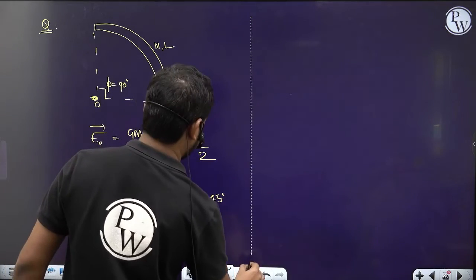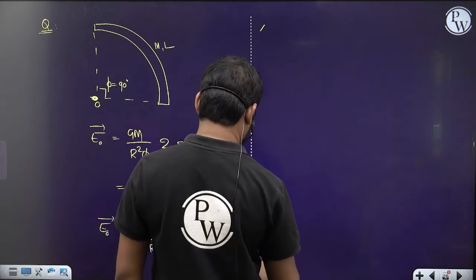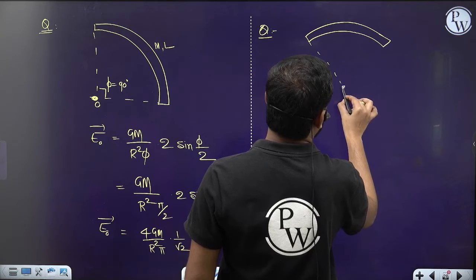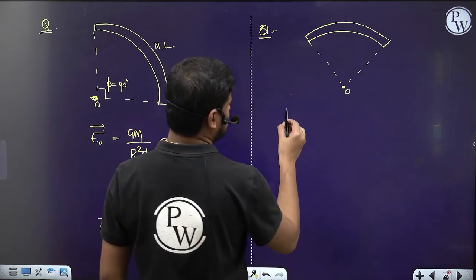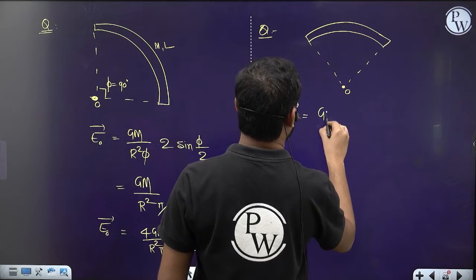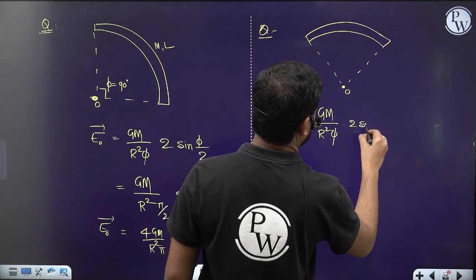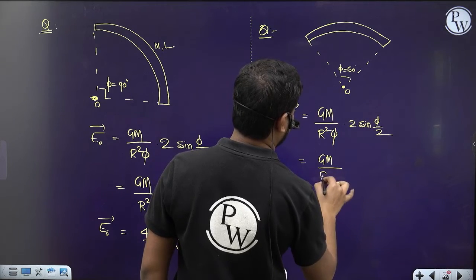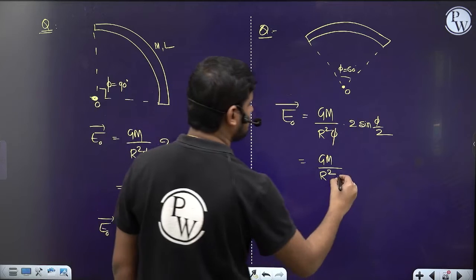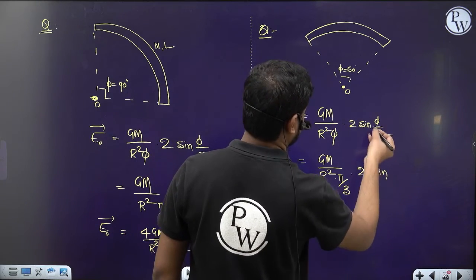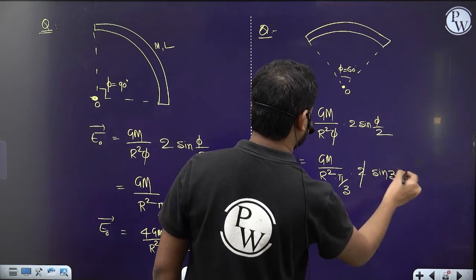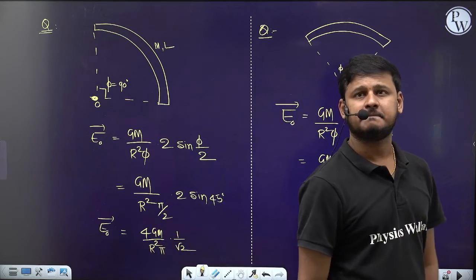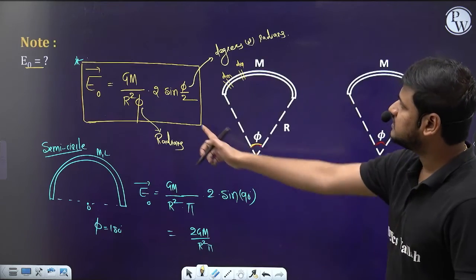So for a quadrant or semicircle fine, but if you have to find for some other arc making some angle, let's suppose the rod is bent in this form, and we have to find the gravitational field at this point O, with mass M and length L. The gravitational field at point O will be Gm by r square phi into 2 sin phi by 2. Let's suppose I take the angle as 60 degrees, which is pi by 3. Pi by 3 into 2 sin of 60 by 2, which is 30 degrees. Sin 30 is 1 by 2, so these two cancel. So here we get 3 Gm by r square pi. Clear? Done, guys? You just have to remember the formula, that's it.